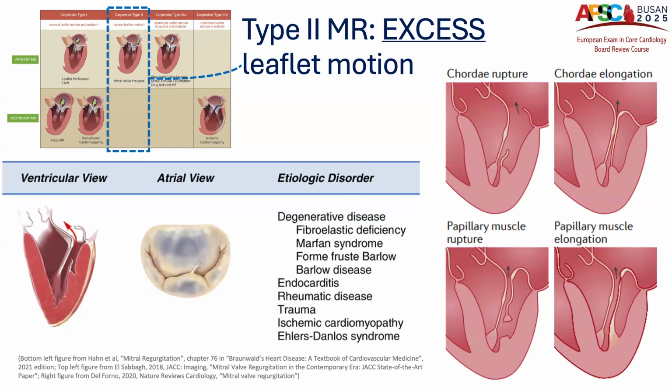In type 2 MR, there will be excessive motion of the margin of a leaflet segment above the annular plane. There is leaflet redundancy. This is considered primary MR. The two classic examples of type 2 MR are mitral valve prolapse and leaflet flail with ruptured chordae. This can both happen in myxomatous mitral disease or fibroelastic deficiency, which are both instances of degenerative disease.